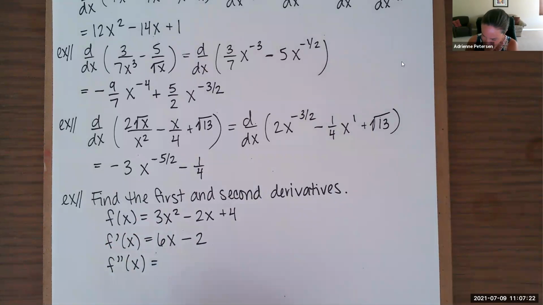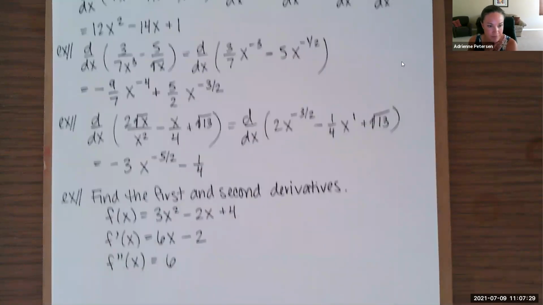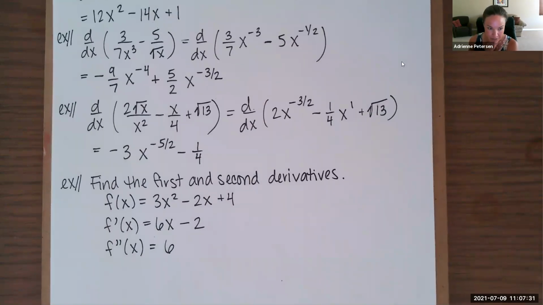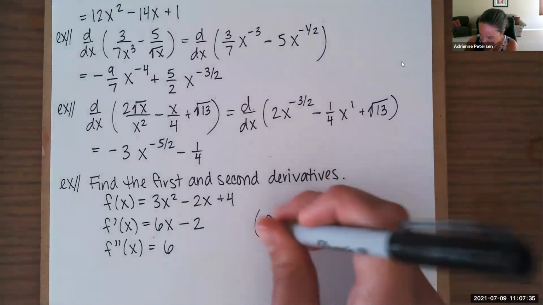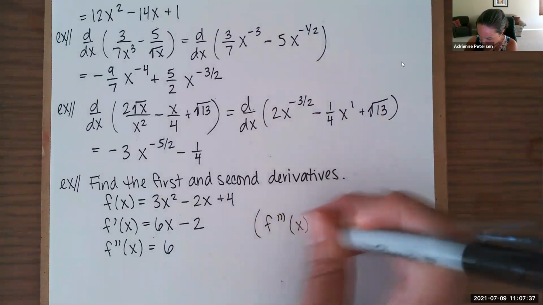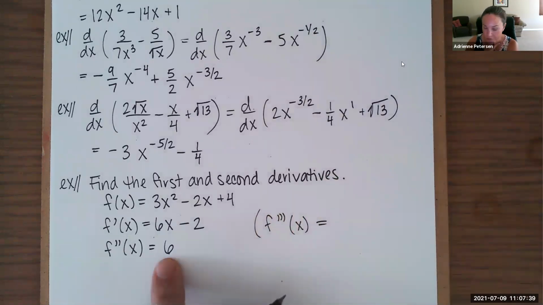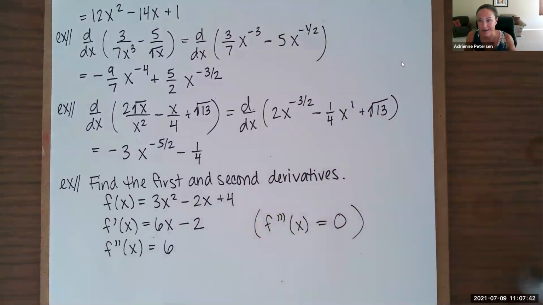So the derivative of 6x is 6, and the derivative of -2 is 0. So our second derivative would just be 6. Now this problem doesn't ask us for the third derivative, but if you wanted to, f triple prime of x, we would take the derivative of 6, which is just 0. Now, since the third derivative is 0, any higher derivatives, the fourth derivative, the fifth derivative, those would all be 0.